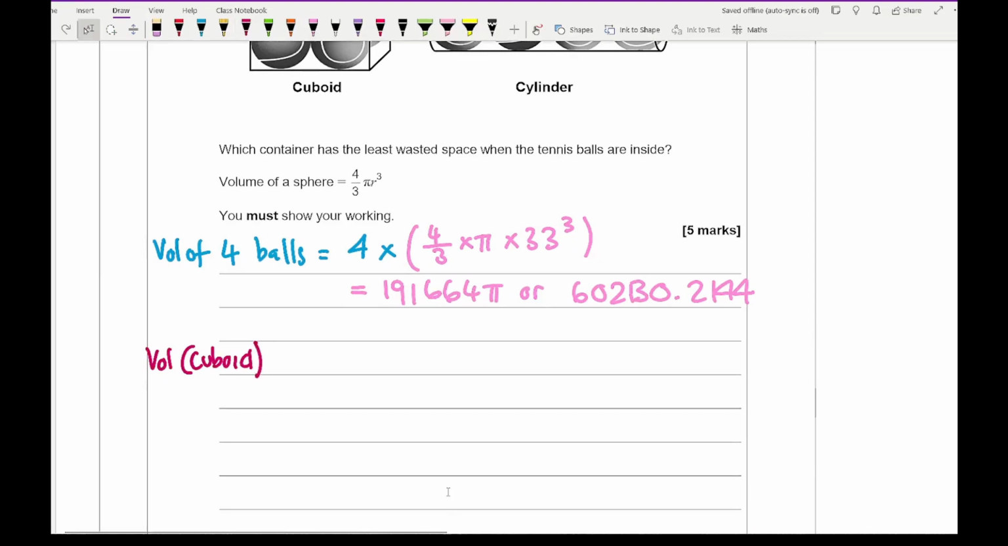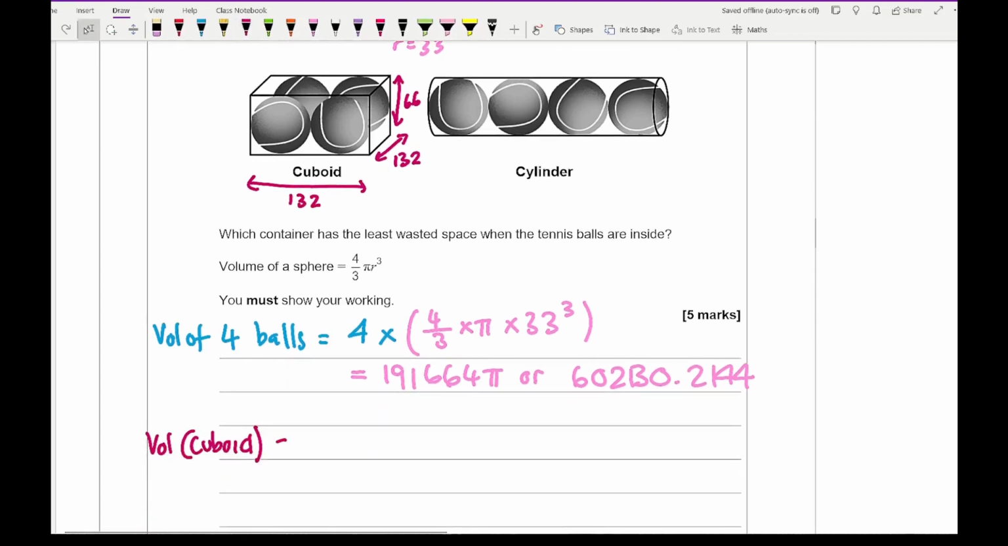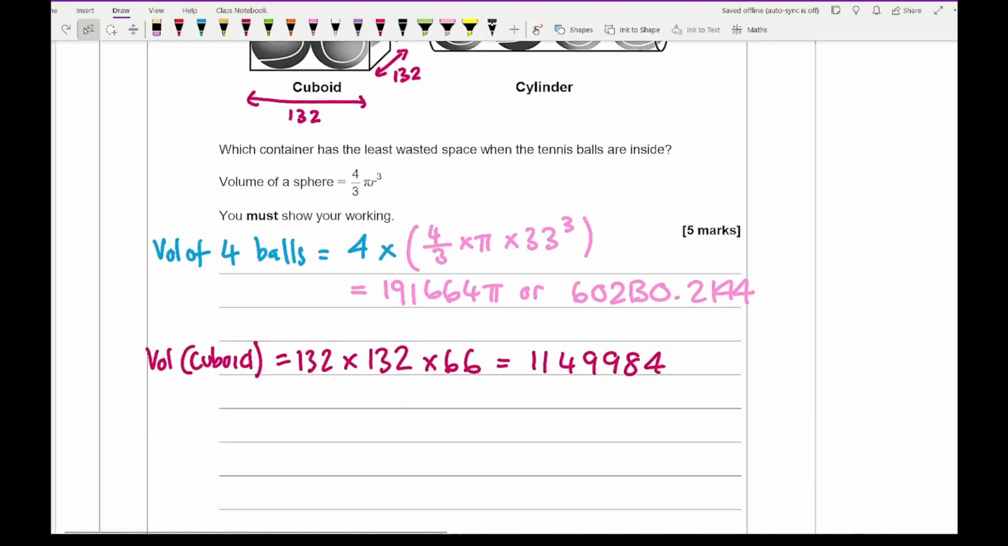Now if I go back to the diagram, I've got 2 balls going in that direction. They've both got a diameter of 66, so that's going to be 66 times 2, which is 132. The height of that cuboid is going to be 1 diameter of the tennis ball, so that's 66. And then the length of that cuboid is again going to be 2 tennis balls, which is 132. So to work out the volume of the cuboid, it's going to be 132 times 132 times 66. And that gives me an answer of 1149,984.